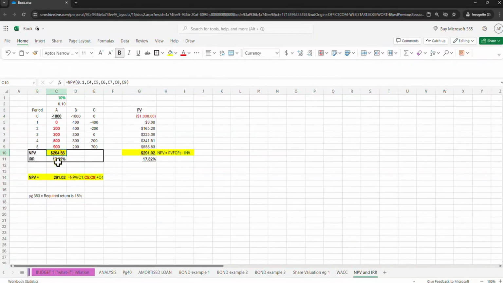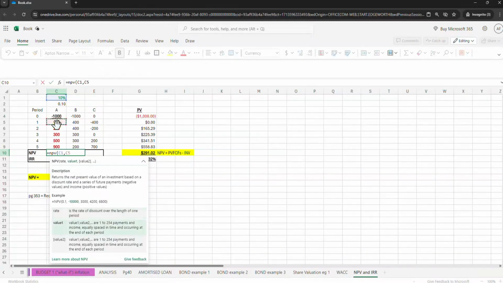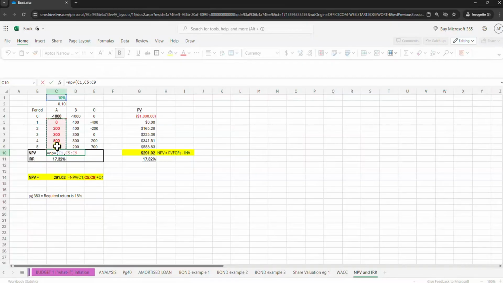Okay, so this one is obviously incorrect. I'm going to delete that. Let's fix it. Let's do it again. Equals NPV, open brackets, choose the rate, close brackets, choose the cash flows, close brackets, and then add your initial investment, enter. Okay, now they balance. Yeah, it must be correct. It must be the same answer.